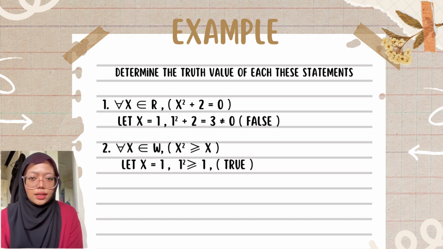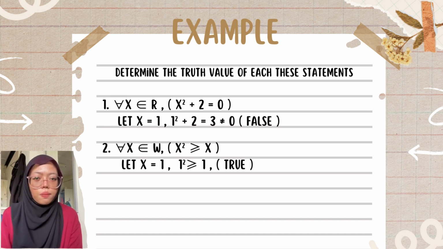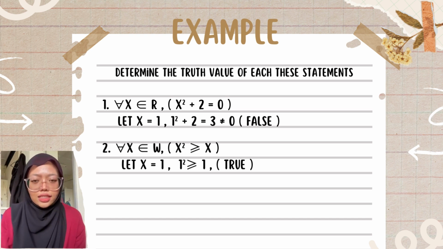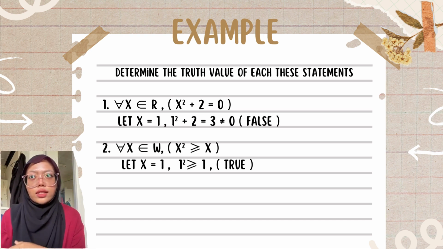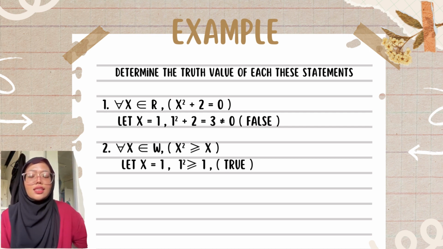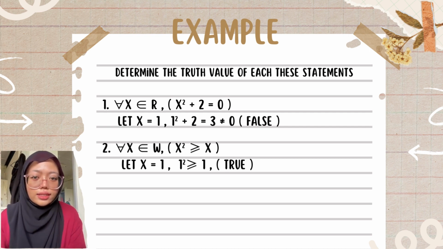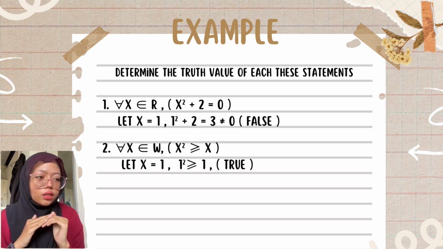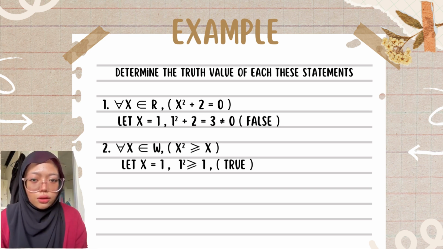The first one: let x consist of real numbers and x squared plus 2 equal to 0. So let x equal 1, so we get 1 squared plus 2 equals 3. So it is not 0. So the statement is false.